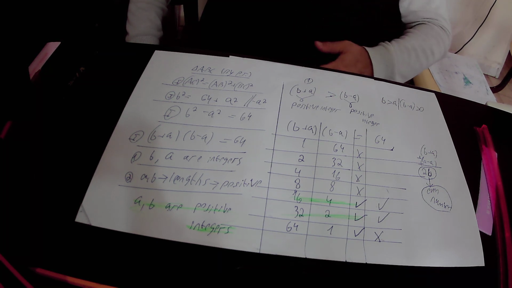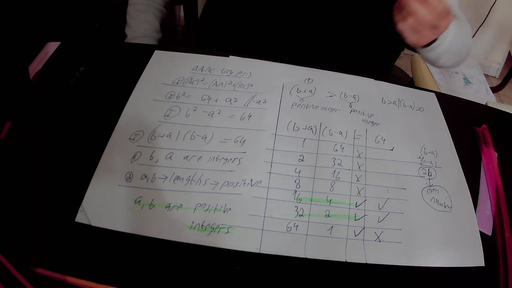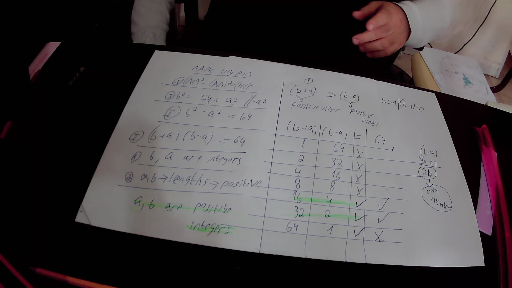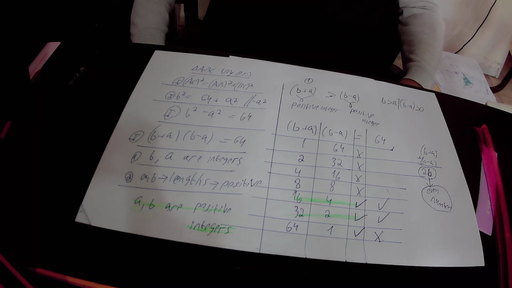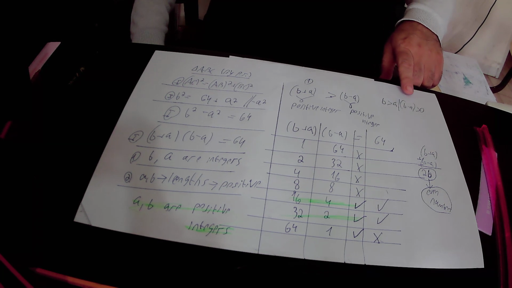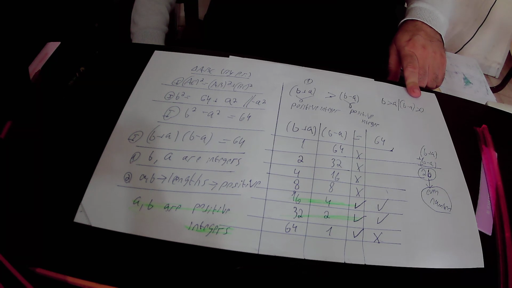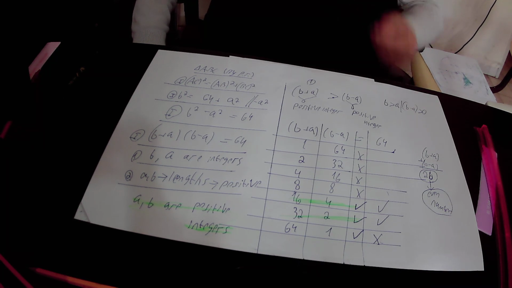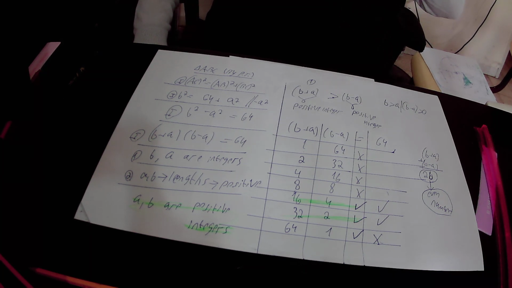Therefore, B plus A must also be a positive integer, because if we add two positive integers to each other, the result must be a positive integer. But we also know that the hypotenuse B is greater than the perpendicular A, so we can write here that B is greater than A. We subtracted A from this inequality and found that B minus A is a positive number. So, if B minus A is a positive number, and B is an integer and A is an integer, it means that B minus A must also be a positive integer.